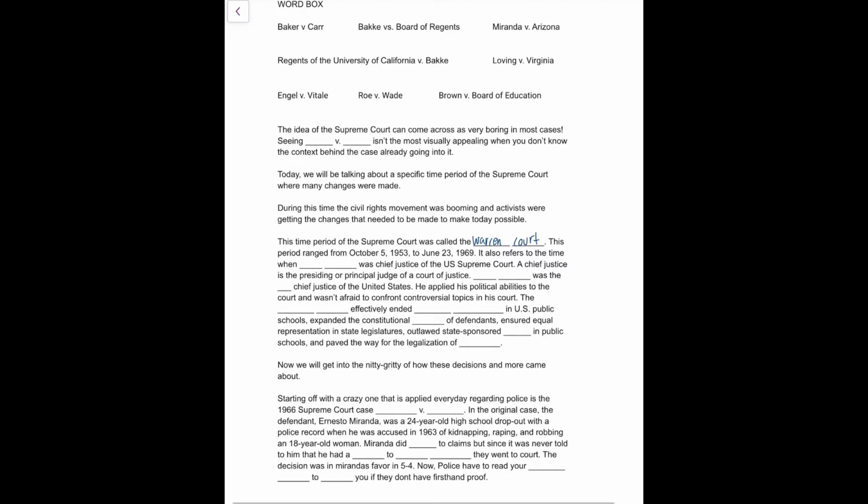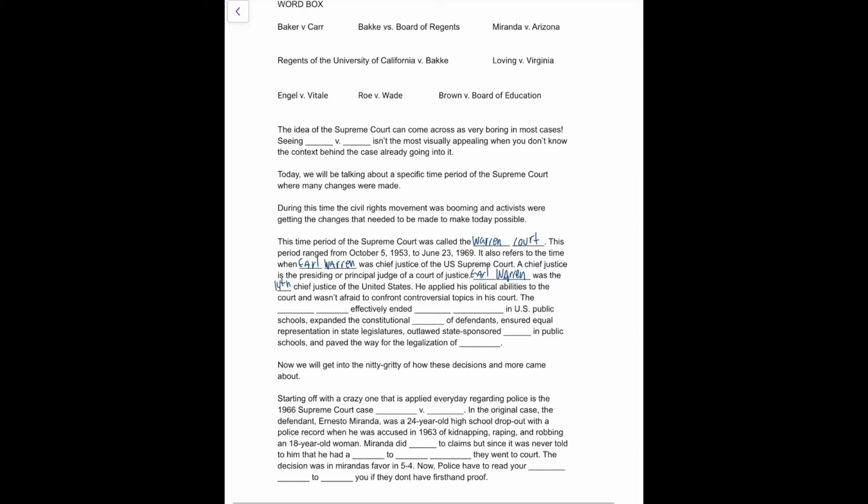It also refers to a time when Earl Warren was Chief Justice of the U.S. Supreme Court. A Chief Justice is the presiding or principal judge of a court of justice. Earl Warren was the 14th Chief Justice of the United States. He applied his political abilities to the court and wasn't afraid to confront controversial topics in his court.